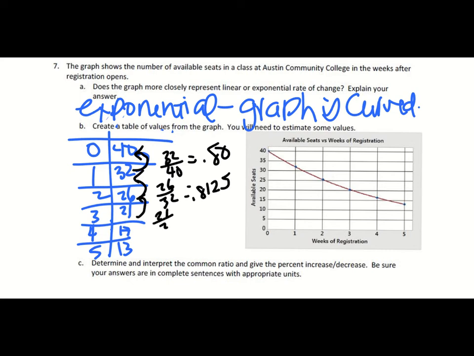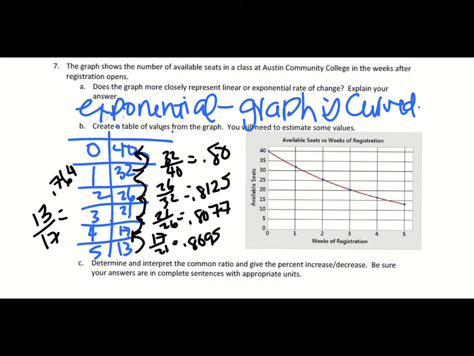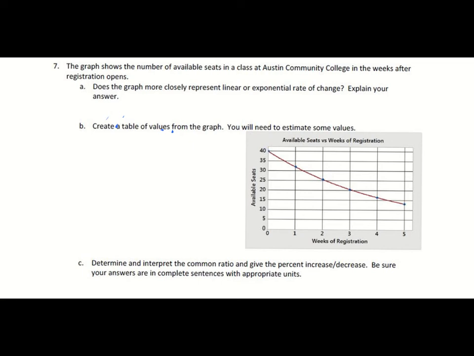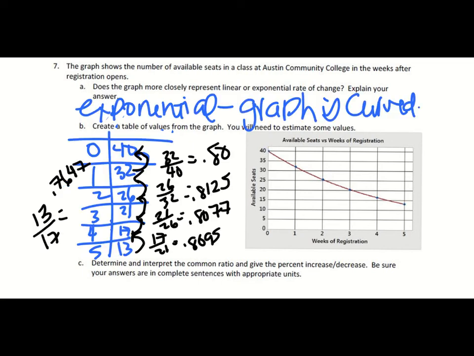21 divided by 26 is 0.8077. 17 divided by 21, that's 0.8095. 13 divided by 17, that's 0.7647. So probably I didn't do the best job of estimating that one, because these are closer together, like 0.80. This one probably wasn't the best.